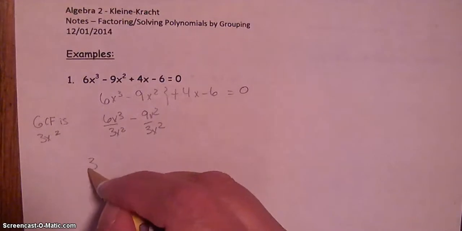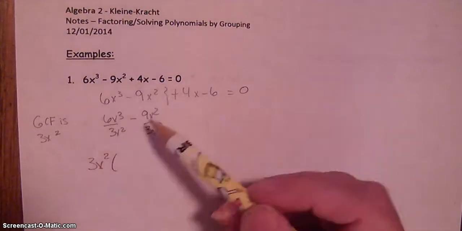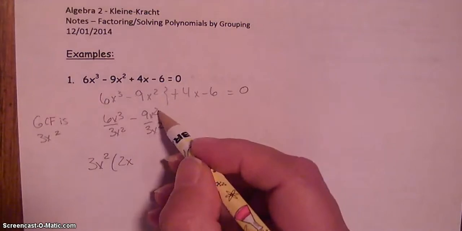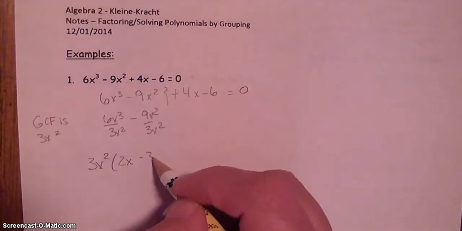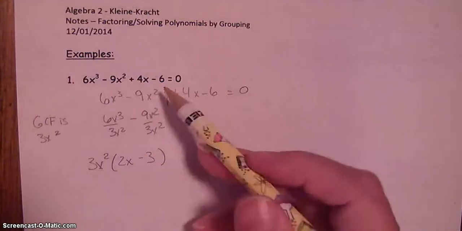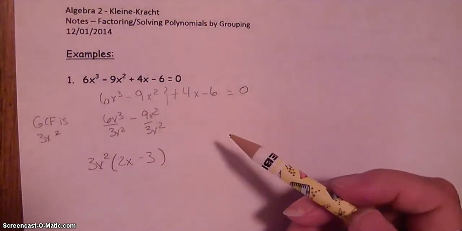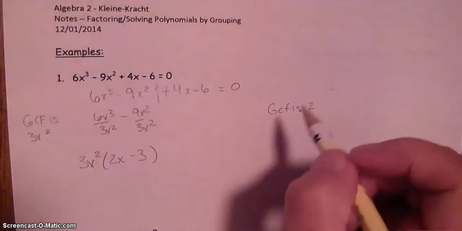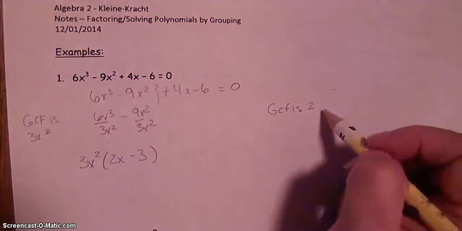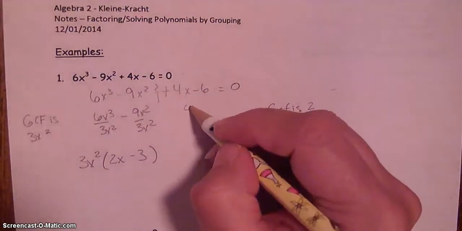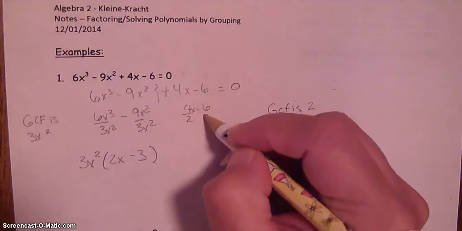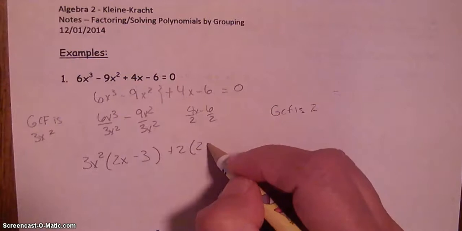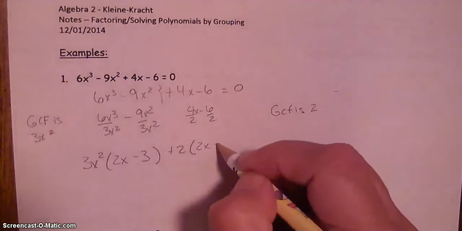I put what I'm dividing out on the outside of the parentheses. 6x cubed divided by 3x squared gives me 2x. 9x squared divided by 3x squared gives me minus 3. So that is the first two terms factored completely. The next step is to determine the GCF of 4x minus 6. Here the GCF is 2, so again I divide everything in this pair by 2 and write that on the outside. 4x divided by 2 is 2x, and 6 divided by 2 is minus 3.